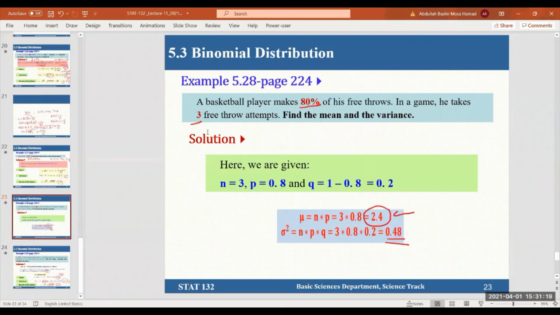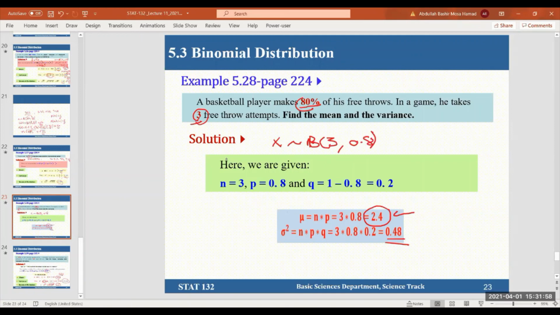Now let's take this example. A basketball player makes 80% of his free throws. In a game, he takes 3 free throws attempts. Find the mean and standard deviation. First we have to find the value of p and the value of n. So this is a binomial distribution with n equal 3 trials, and p equal 0.8.